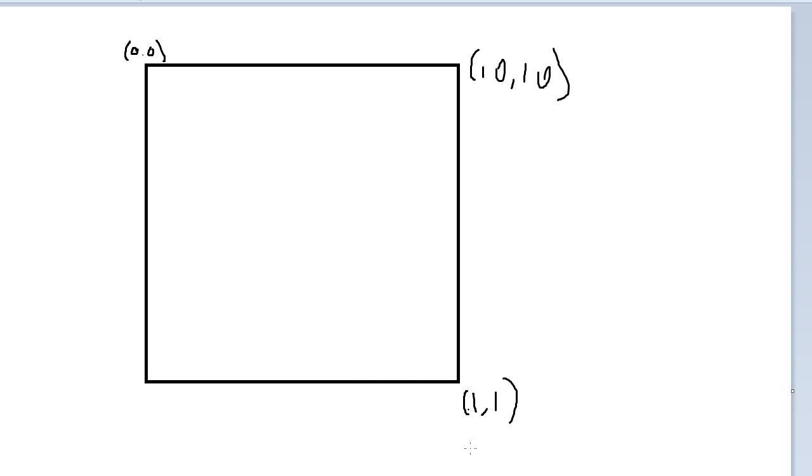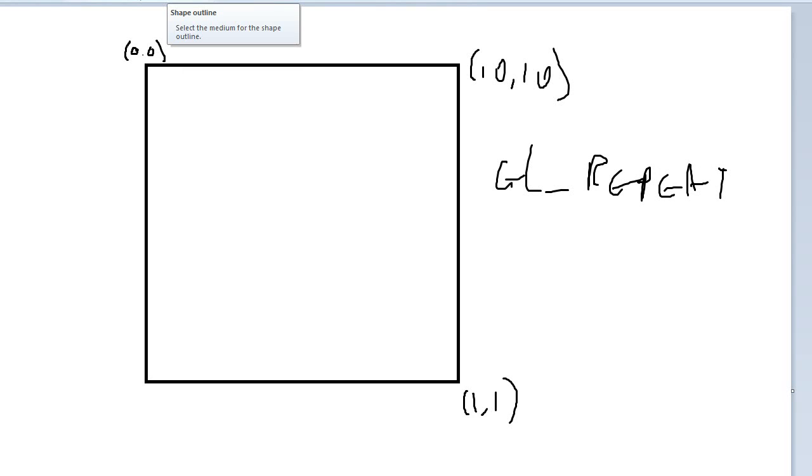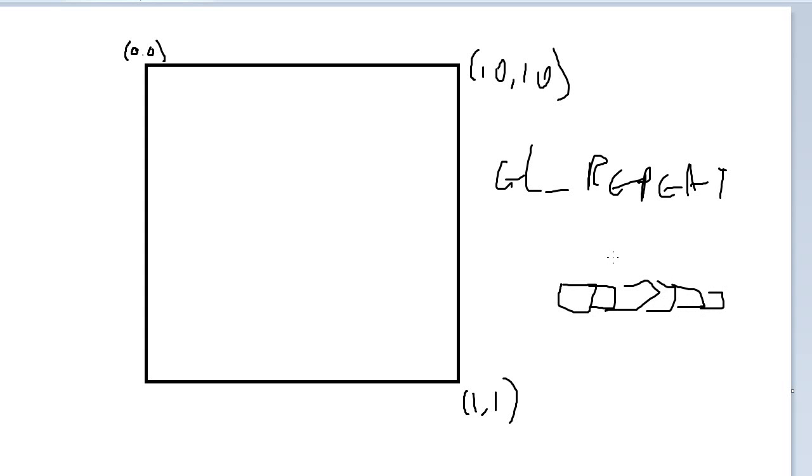Well, you have a couple of options here. The first option is GL underscore repeat. What that does is it will basically repeat the texture, so that if you're doing it up to 10, 10, it will basically repeat it 10 times. So it'll be as though you've got a texture there, texture there, texture there, and so on. The second option is GL underscore clamp to edge.